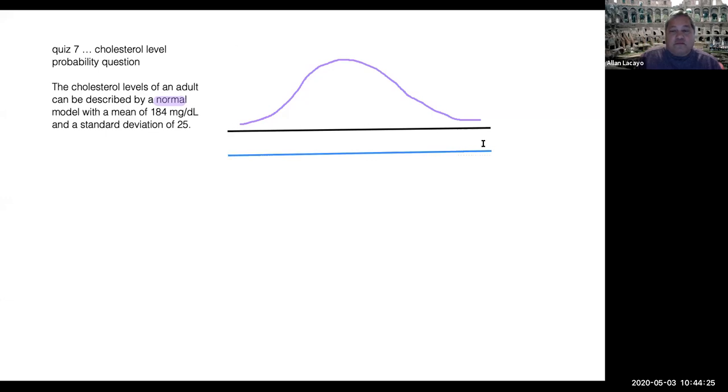So we're going to call these milligrams per deciliter of blood, and then we're going to call these z-scores. The scale in z-score units starts at -3 and goes as far as 3 deviations right of the mean.